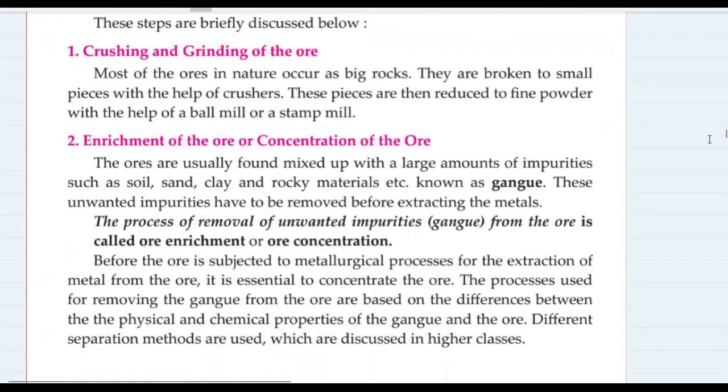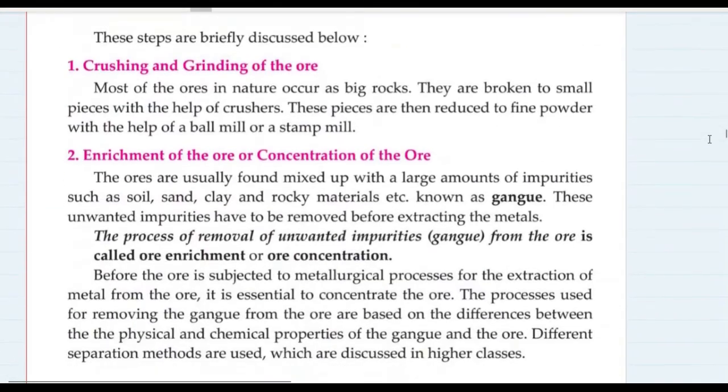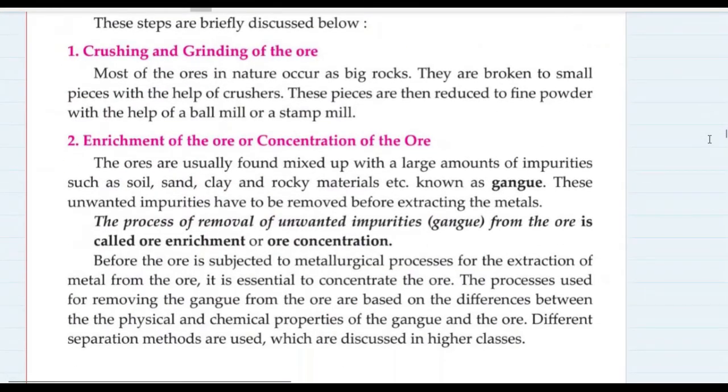So let me give you a glimpse of these steps involved in metallurgy, which I have already spoken about just now, before reading this. But still I have to read, because you need to write answers from your textbook. So as I told you, crushing and grinding, because ores are present in nature as big rocks, so they are to be broken into smaller pieces with the help of crushers.